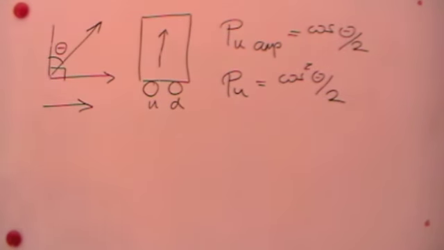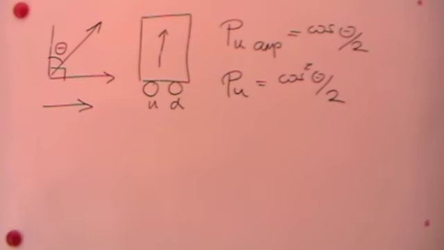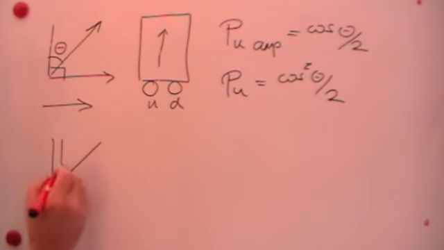That's fine. When the electron is at right angles, in other words, travelling along the x-axis, theta is 90 degrees, theta over 2 is 45 degrees, cosine of 45 is 1 over root 2, so cosine squared is 1 over root 2 squared, which is a half. That works.